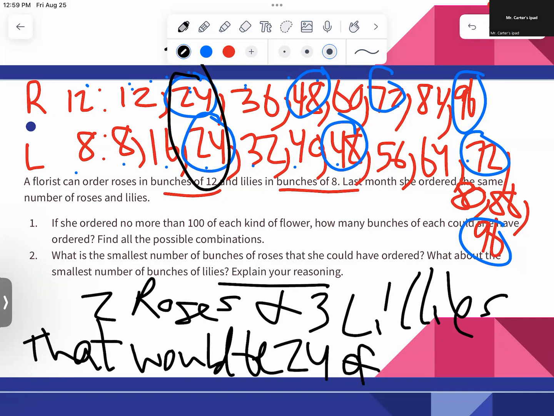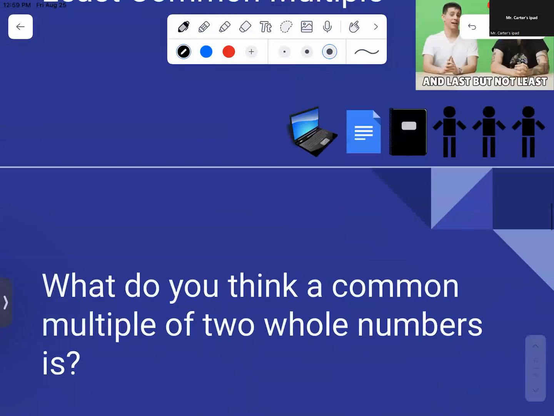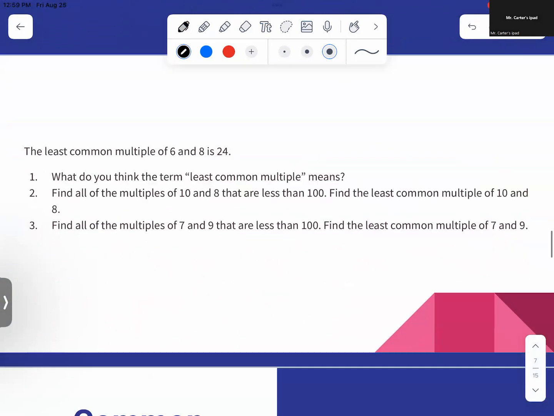All right. So what we would say here, in terms of the math terms, is that 24, 48, 72, and 96 are all common multiples of 12 and 8. And the least common multiple is 24. But you use that application to see how many bunches of roses and lilies there were. Right? All right. So a common multiple of 2 whole numbers is numbers that appear in the multiples, or when you're multiplying out both of them, as we saw in that last question.